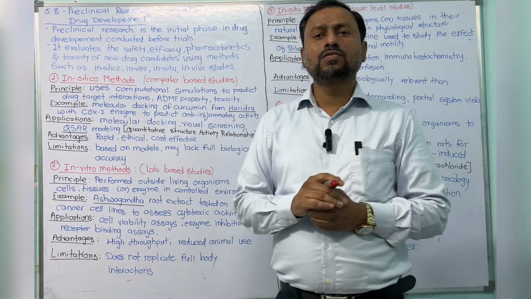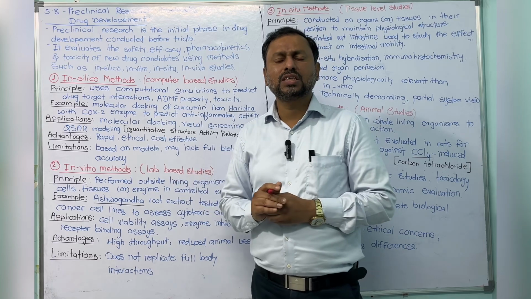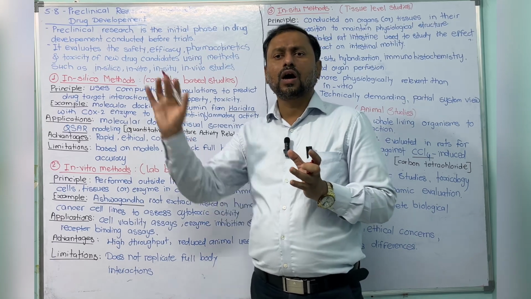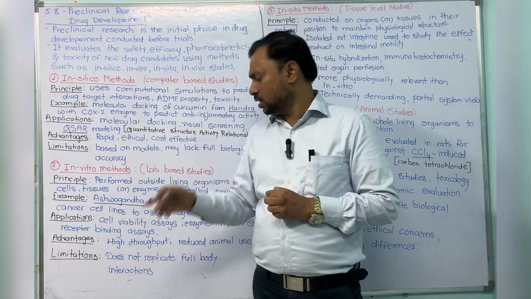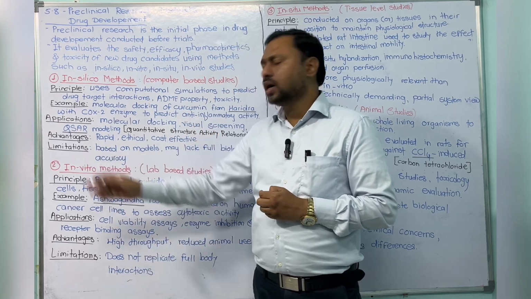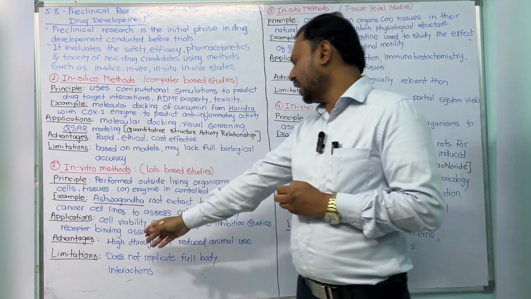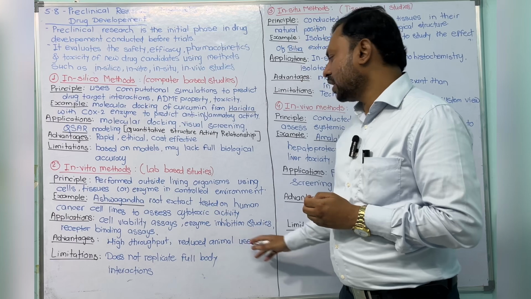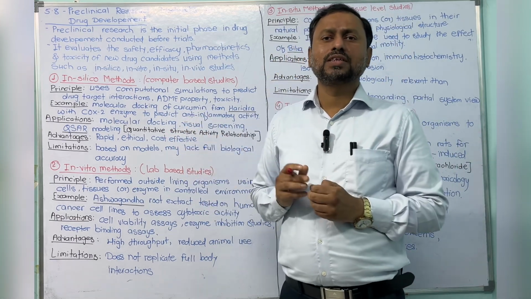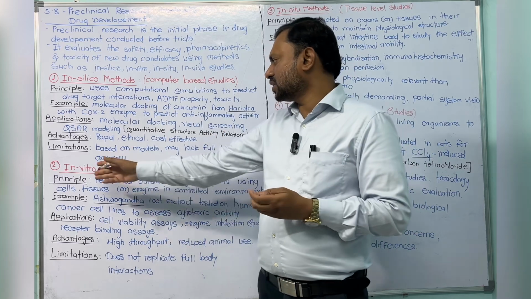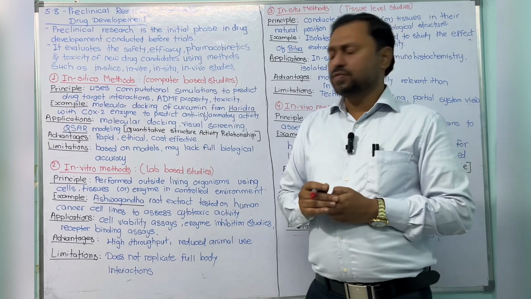Now the advantages. What are the advantages? It is high throughput. It means we can do many things at a time. It is a very high throughput process you can do with the in vitro method, fast, many processes at a time. And next, reduced animal use. Using animals or human beings is very problematic. This is one of the safest approaches, reducing animal use because of these in vitro methods.